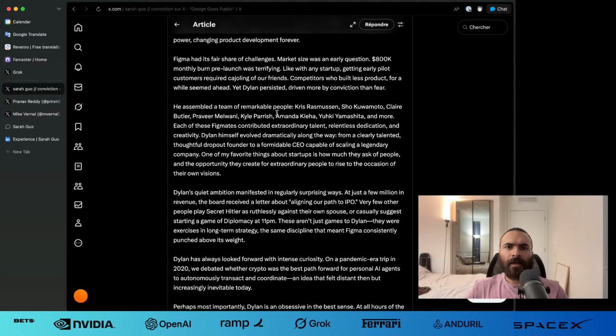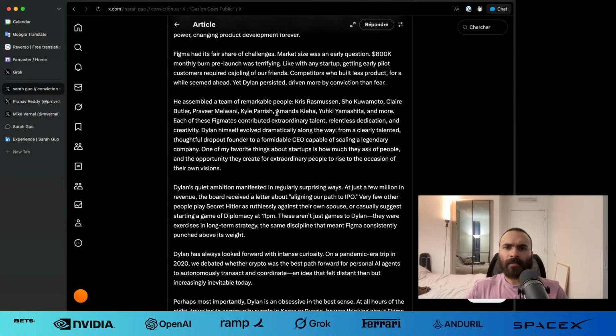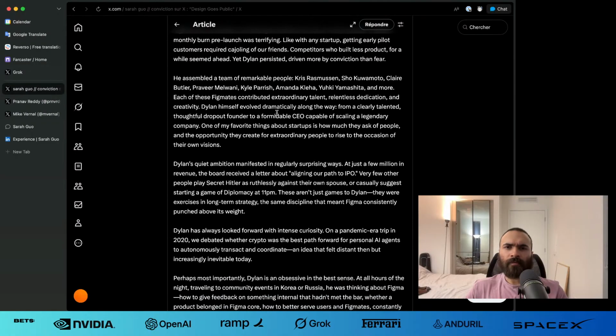Figma had its fair share of challenges. Market size was an early question. 800K monthly burn pre-launch was terrifying. Like with any startup, getting early pilot customers required cajoling of our friends. Competitors who built less product for a while seemed ahead, yet Dylan persisted, driven more by conviction than fear.